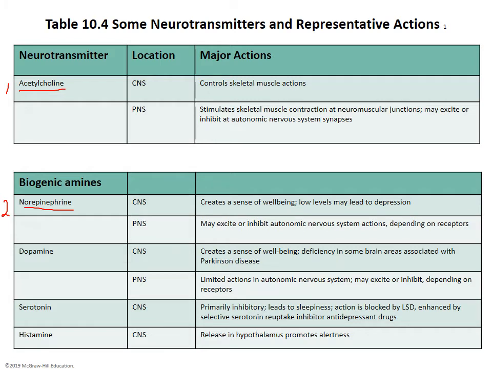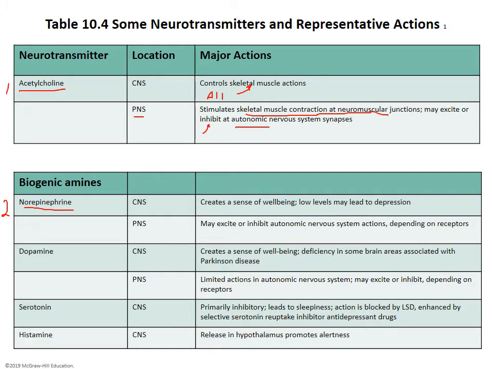Acetylcholine controls all skeletal muscle contractions, all right? And in the peripheral nervous system, this is from the central nervous system, it's not only going to control those skeletal muscle contractions at the neuromuscular junction, but it is going to have an effect on the autonomic nervous system, which we'll talk about in the next chapter.